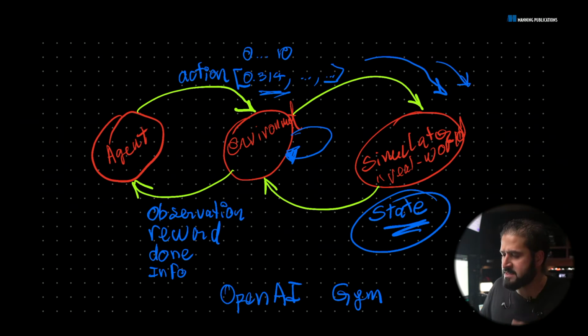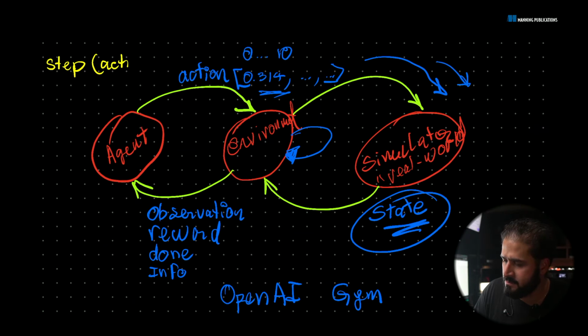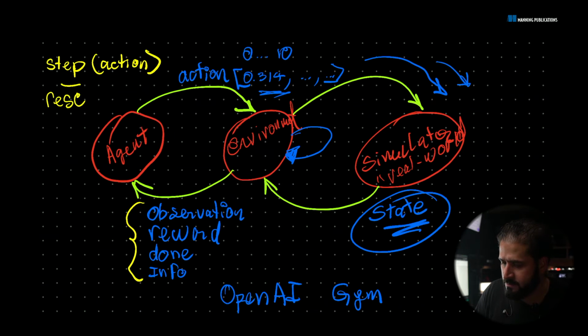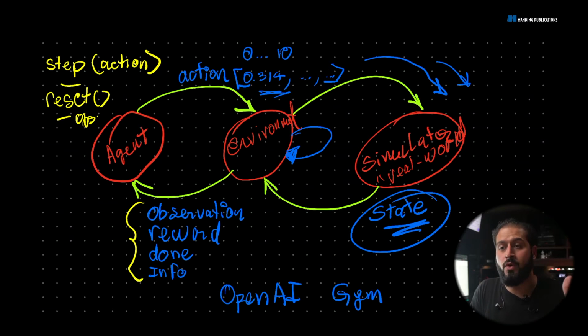And the interface is basically a few functions. Actually, it's just the step function that takes in an action and returns these guys, okay? The second thing is a reset function, which doesn't take anything, but it returns an observation. And then the reset is going to become like the entry point of an episode.